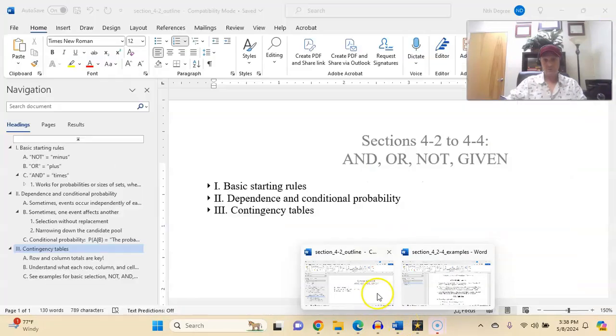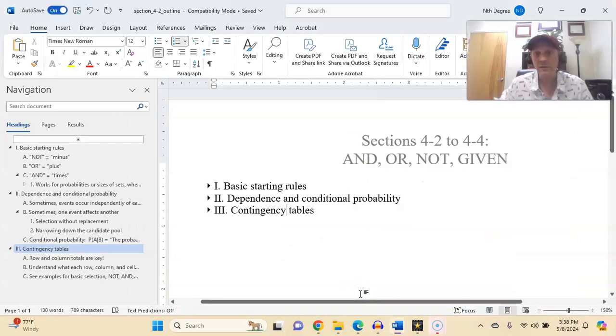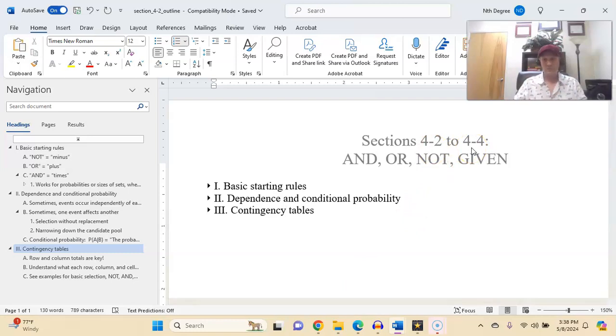All right, let's go back to my lecture outline. I felt that sections 4.2 to 4.4 kind of are all part of a continuous lesson, which we could call compound probabilities. Some of the key words that we're going to study here are and, or, not, and given.